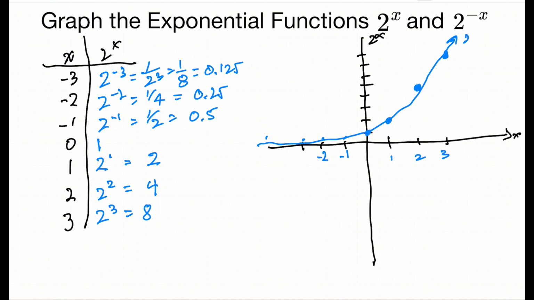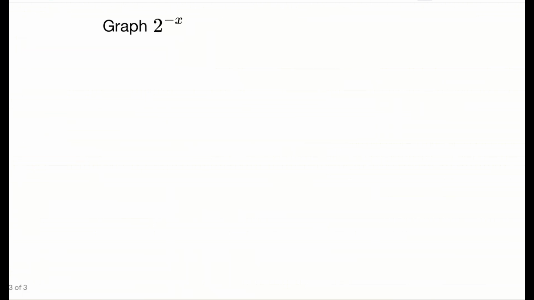What we can tell is that on the negative axis, it just goes to 0. It looks like that's what's going to happen just looking at our numbers. And on the positive axis, the value is just going to continue to grow. So now let's look at the case where we're dealing with 2 to the minus x.